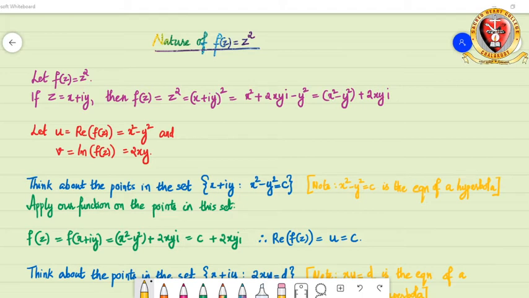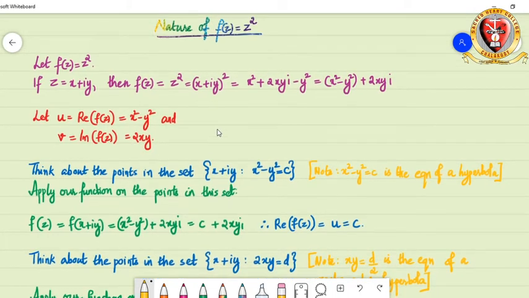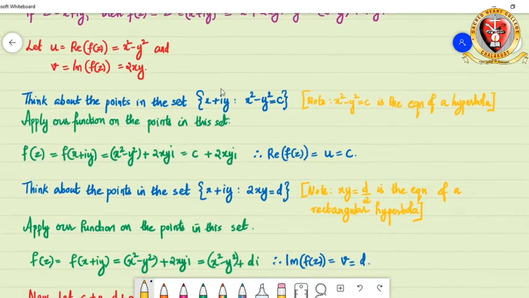Suppose we are thinking about the same function, and suppose z is equal to x plus iy, then you know that f of z is equal to z square, which is equal to x square minus y square plus 2xy into i. And if we are thinking about the real part of f of z as u and the imaginary part of f of z as v, we know that the real part will be x square minus y square and the imaginary part will be 2xy.